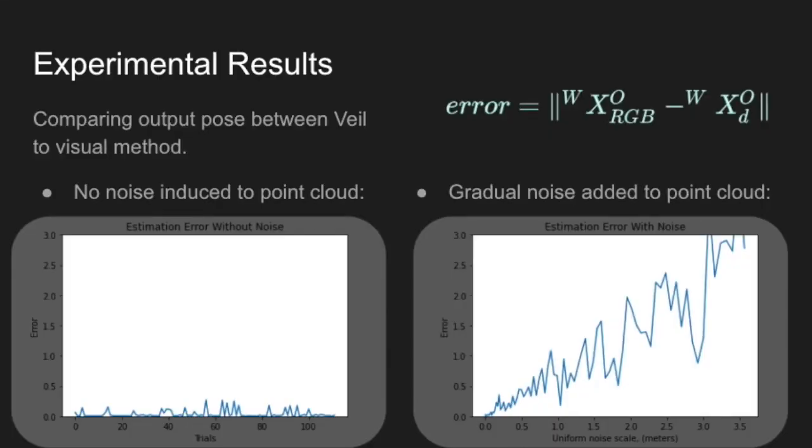So, like we said earlier, we have evaluated Veil by comparing it to the other visual approach. And we have quantified error by looking at the difference in the poses that the visual approach and Veil have computed. Now, on the left side, we look at the perfect case, the case where all the measurements are noiseless, and we see that the error rates are pretty low. However, on the right, as we are inducing more and more noise, then we see that performance degrades, which is expected. But how does this actually look in practice?